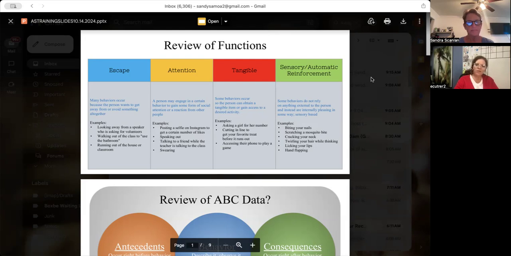And if we understand what the functions of behaviors are to start with, it'll help us not to take it so hard or make it seem like, oh, the child's just being naughty or being bad, because typically children and even we as adults have behaviors because of reasons. So this first slide, you can see the review of functions. According to the research, there are four functions of behavior, and we all have these.